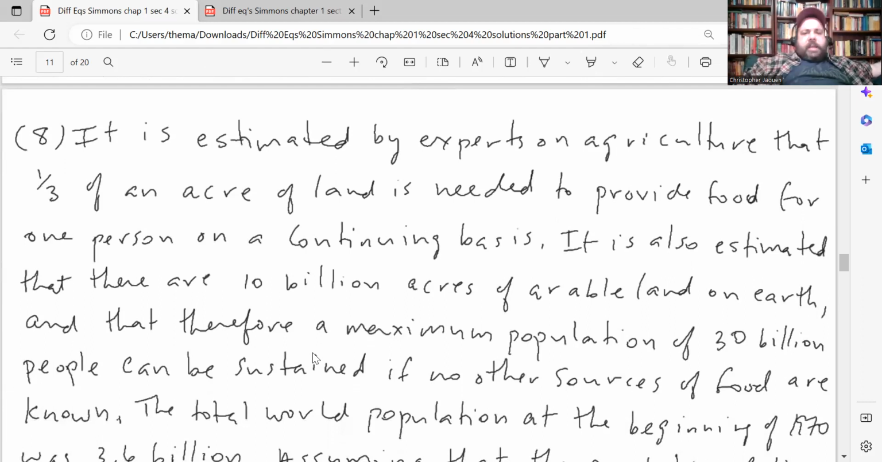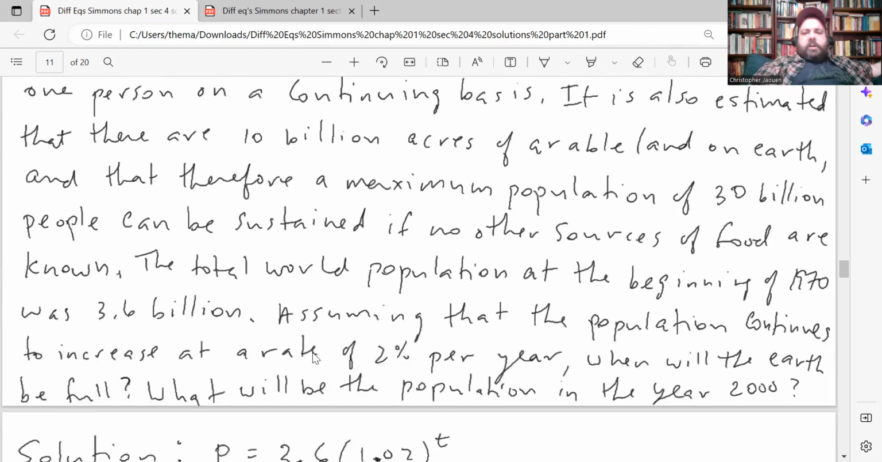Then it looks like I skipped all the way up to question number 8. It is estimated by experts on agriculture that 1/3 of an acre of land is needed to provide food for one person on a continuing basis. It is also estimated that there are 10 billion acres of arable land on Earth, and that therefore a maximum population of 30 billion people can be sustained if no other sources of food are known. The total world population at the beginning of 1970 was 3.6 billion. Assuming that the population continues to increase at a rate of 2% per year, when will the Earth be full? What will the population be in the year 2000?